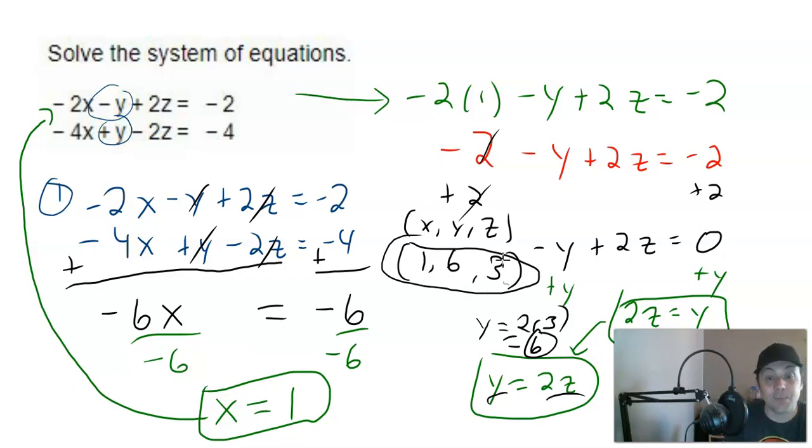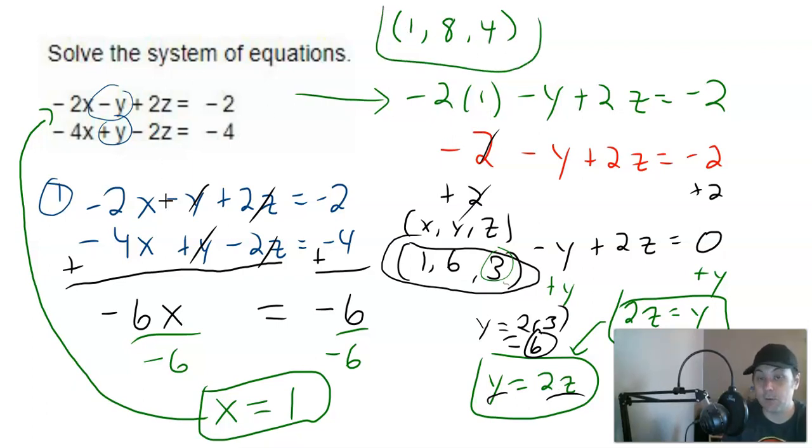If I pick a different number for z, I'll get a different solution. So again, x always has to be a 1, but let's pick z equal to 4, right? Then what would the y-coordinate have to be? The y-coordinate would have to be 8, right? The y-coordinate has to be twice whatever the z-coordinate is. So this is another solution to the system of equations.